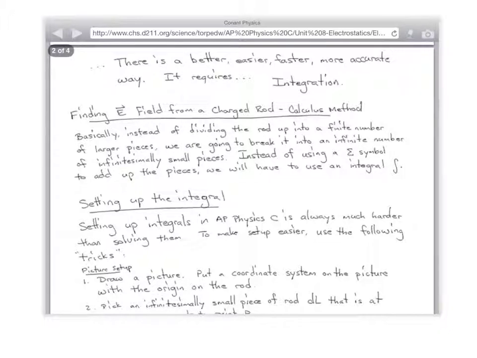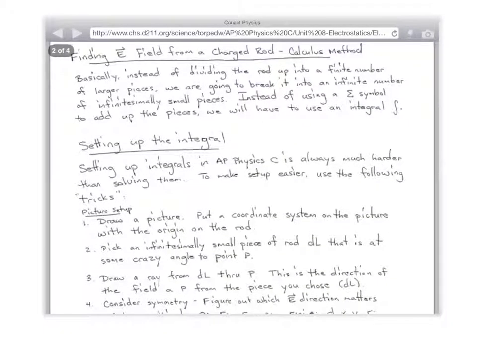Finding the electric field from a charged rod, we're going to use calculus. So setting up the integral. First step. Always. Jack, you ready for this? The very first thing you always do.